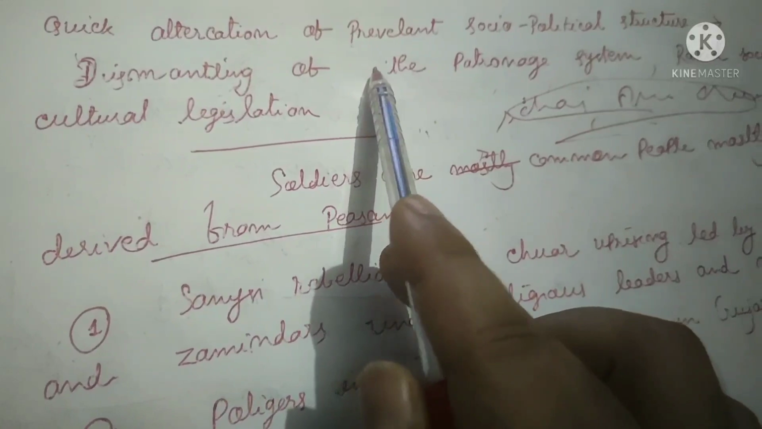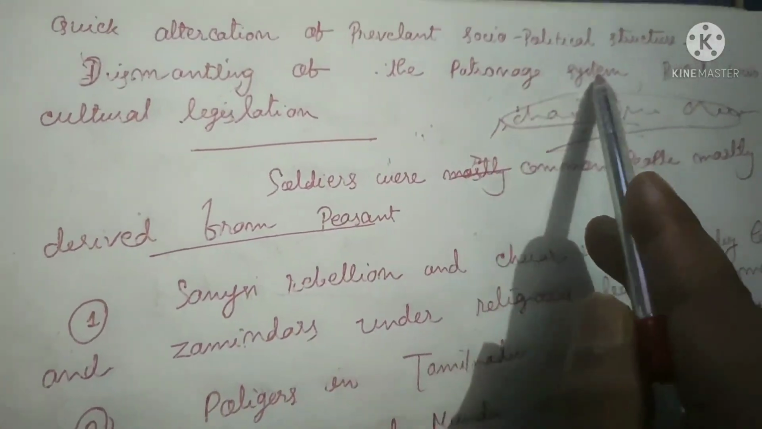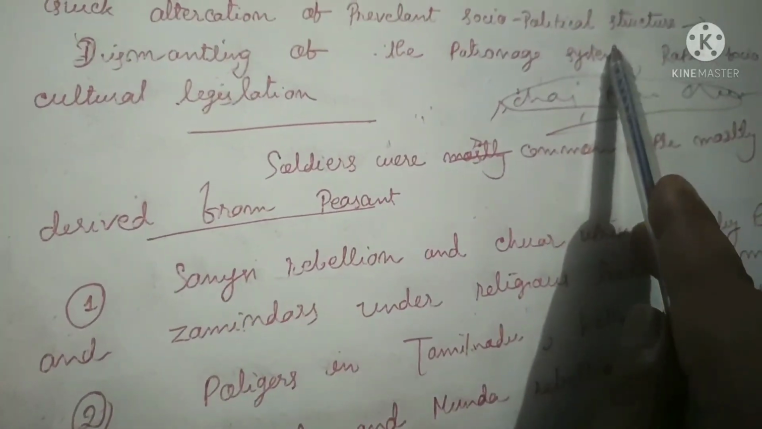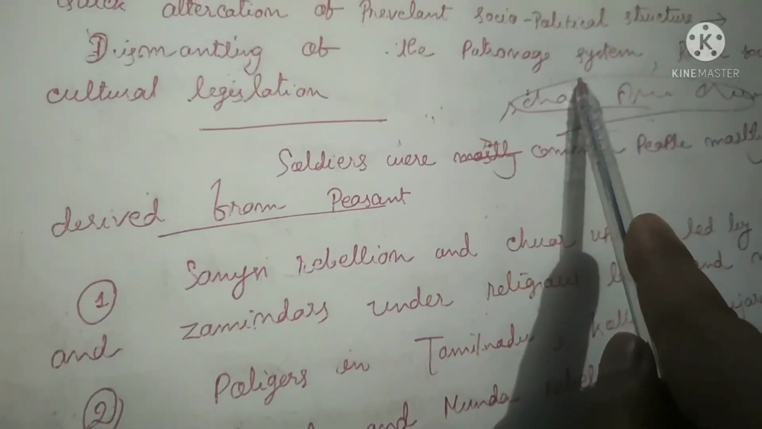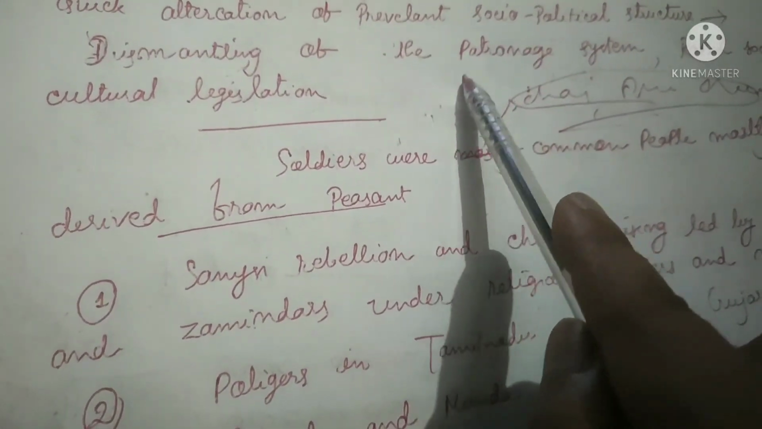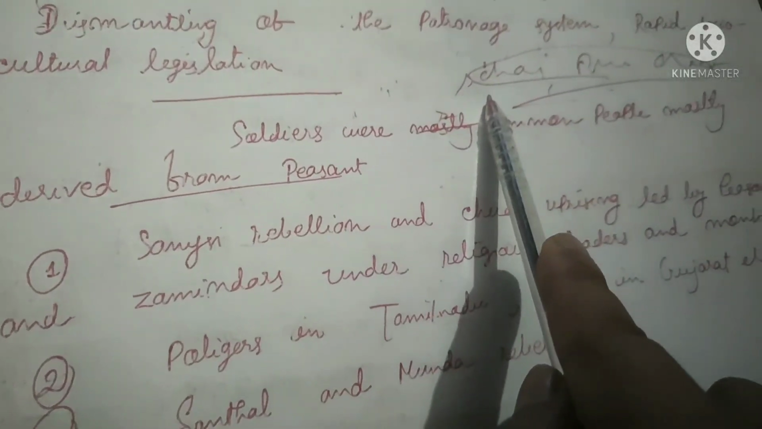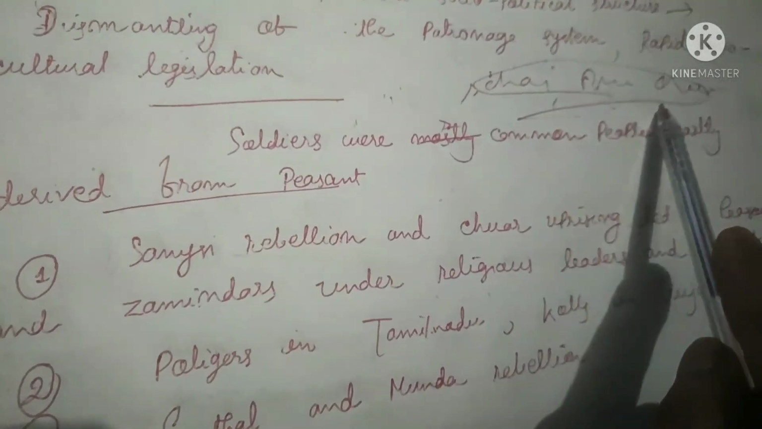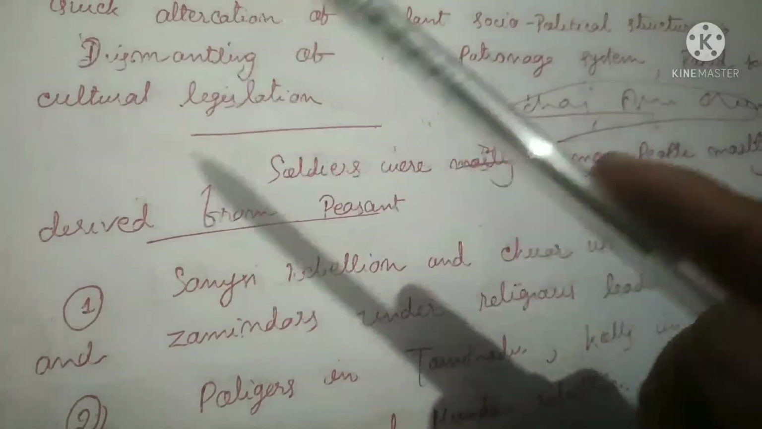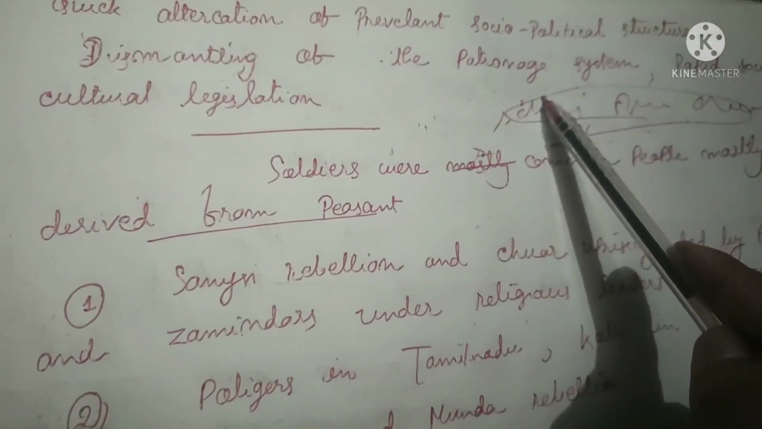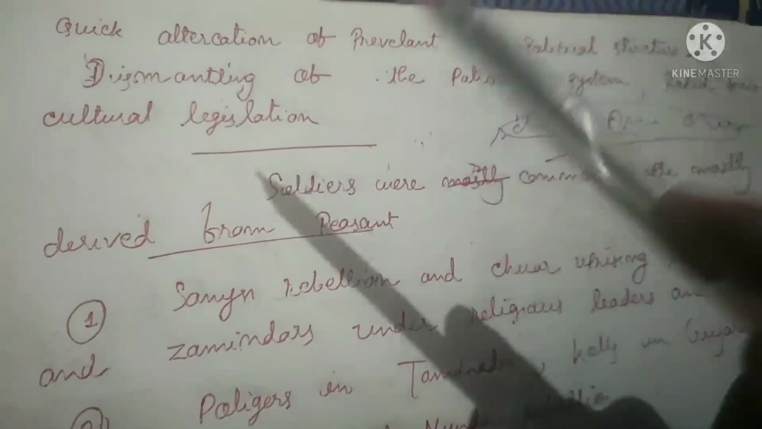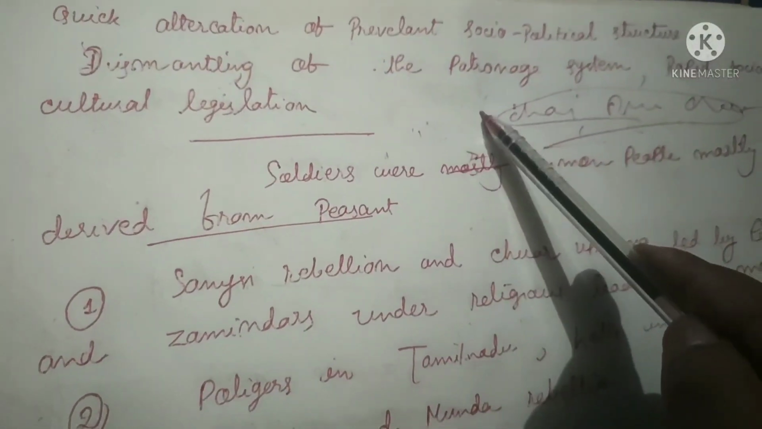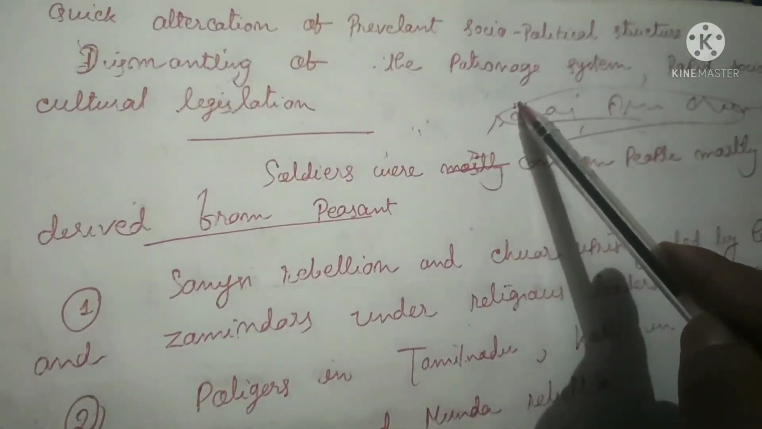Quick alteration of the prevalent socio-political structure. Under this point, dismantling of the patronage system is very important because there are many classes like scholars, priests, handicraftsmen and artisans which are mostly dependent on the patronage system for their source of income. Their source of income was eliminated as a result of dismantling this patronage system.